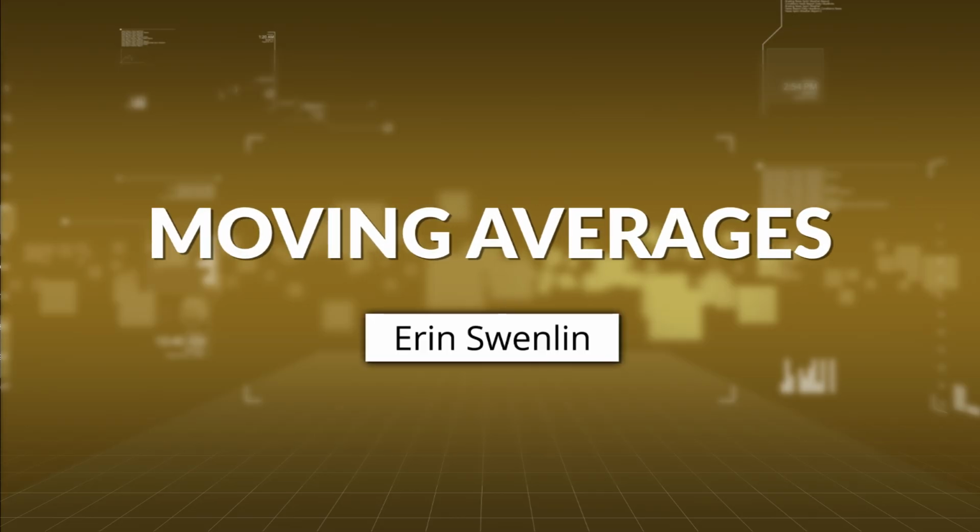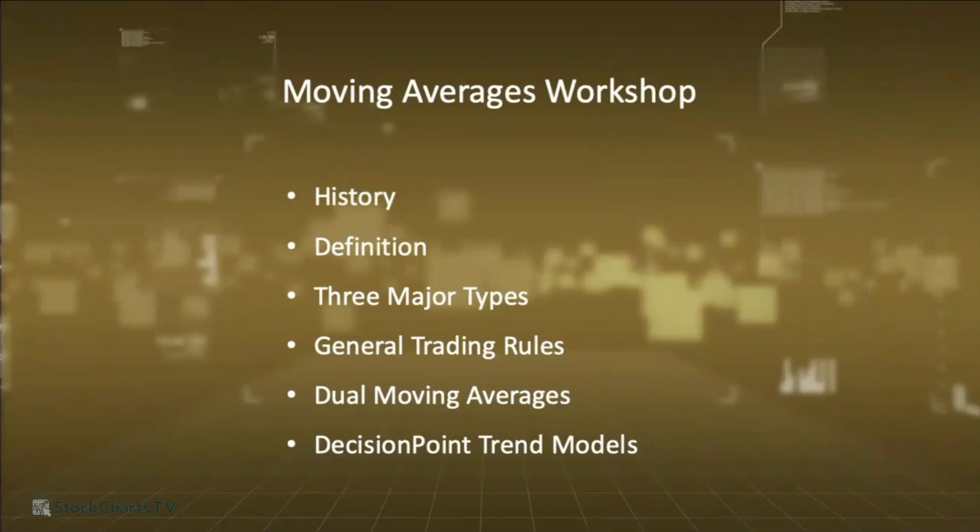All right, first up, what are we going to cover in today's workshop? Well, I wanted to give you just a quick history of moving averages, and of course, we'll define the three major types that people use. We're going to look at some of the general trading rules if you want to just trade off of moving averages, and we'll look at dual moving averages, which really leads us right into the decision point trend models, which use two moving averages to come up with our signals for each of the three time frames.